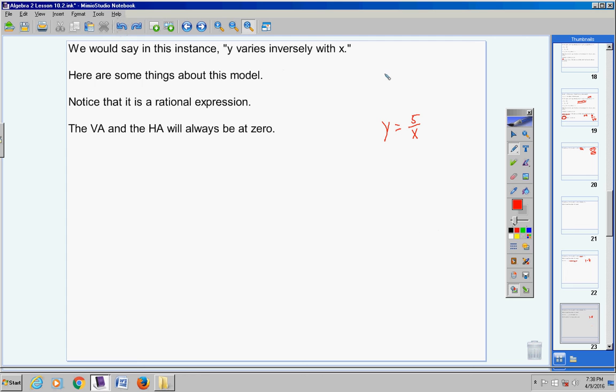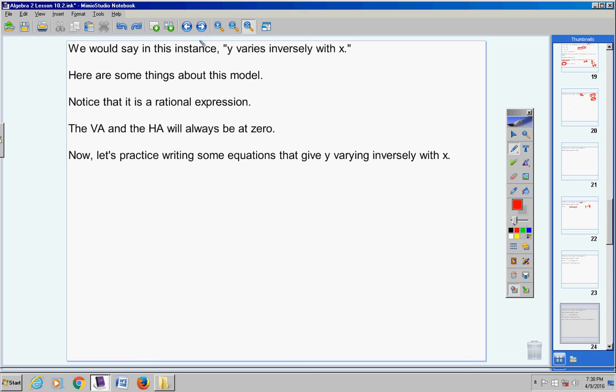Look at your degree. Your degree up top is a 0. 5x to the 0 power. Your degree in the bottom is 1. So your degree up top is smaller than the bottom. So we have a horizontal asymptote at 0. It'll be that way for every inverse variation equation. So for inverse variation equations, we have vertical and horizontal asymptotes at 0. It is a rational expression.